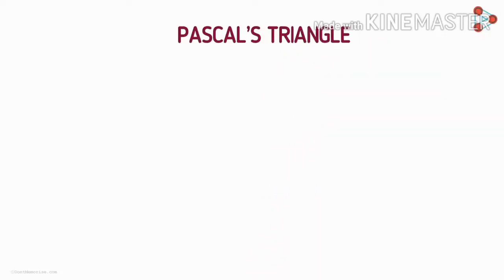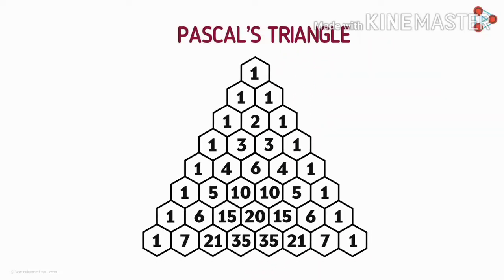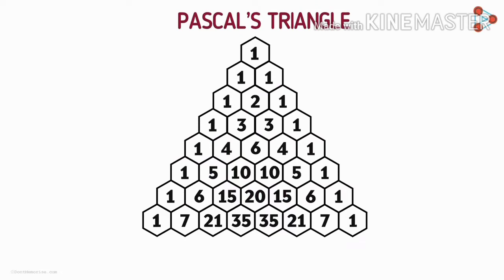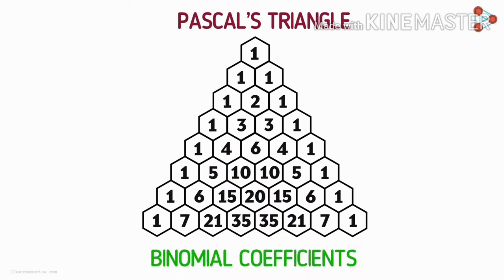Triangle, right? Here's how it looks. We know that each term in the Pascal's triangle is the sum of the other two terms above it. And do you remember what the Pascal's triangle gives us in the expansion? You're right, it gives us the binomial coefficients.